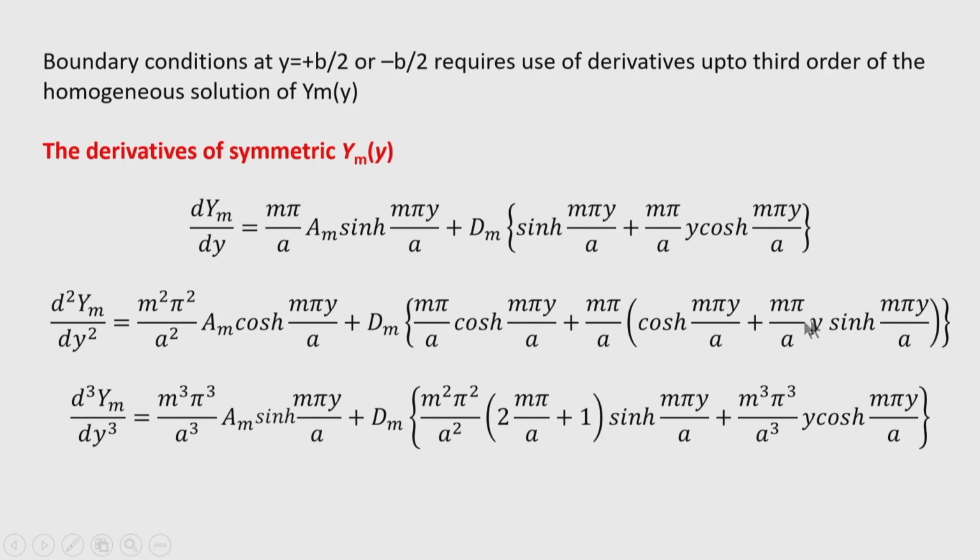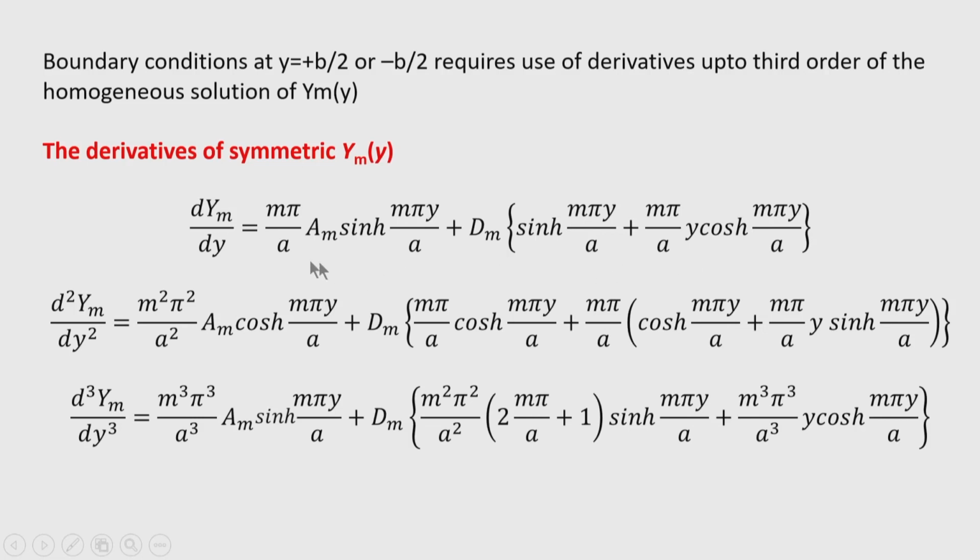Now, inside this you are getting so many terms, so you differentiate term by term. After differentiating and arranging some common terms, you will get this with sin hyperbolic m pi y by a, whose coefficients are this, and with y cos hyperbolic m pi y by a, whose coefficients are this. One important thing you can note here is that when we take the odd derivative, the odd terms are appearing. Sin hyperbolic m pi y by a is an odd term, and here y cos hyperbolic m pi y by a is also an odd term.